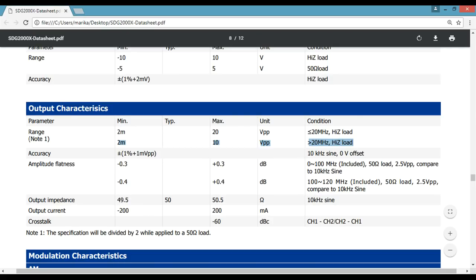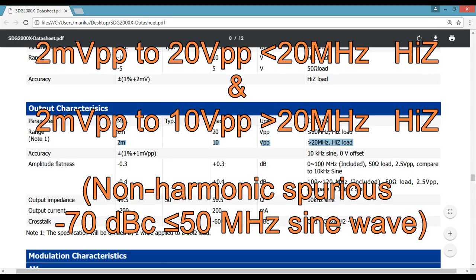Making a review in the datasheet, I found out these specifications. It generates 2 millivolts to 20 volts in frequencies lower than 20 megahertz without 50 ohm resistors load. That means high impedance. 2 millivolts to 10 volts peak to peak in frequencies higher than 20 megahertz with high impedance.